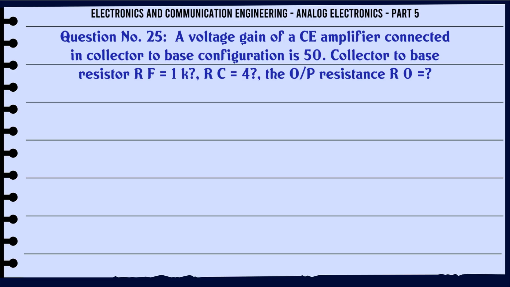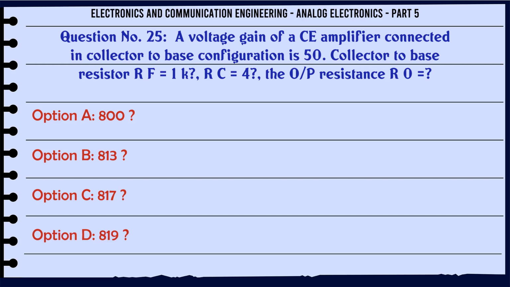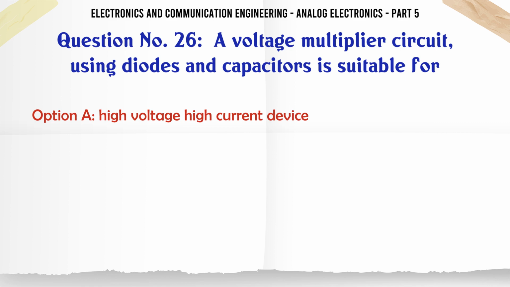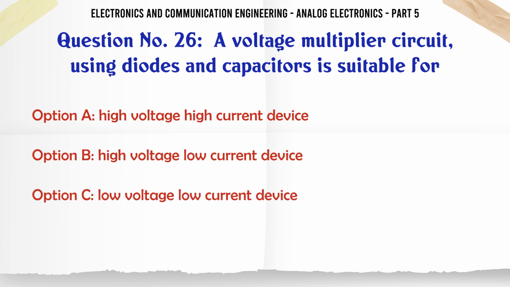The voltage gain of a CE amplifier connected in collector-to-base configuration is 50. Collector-to-base resistor RF is 1K, RC is 4K. The output resistance R0 is: A, 800; B, 813; C, 817; D, 819. The correct answer is 813.